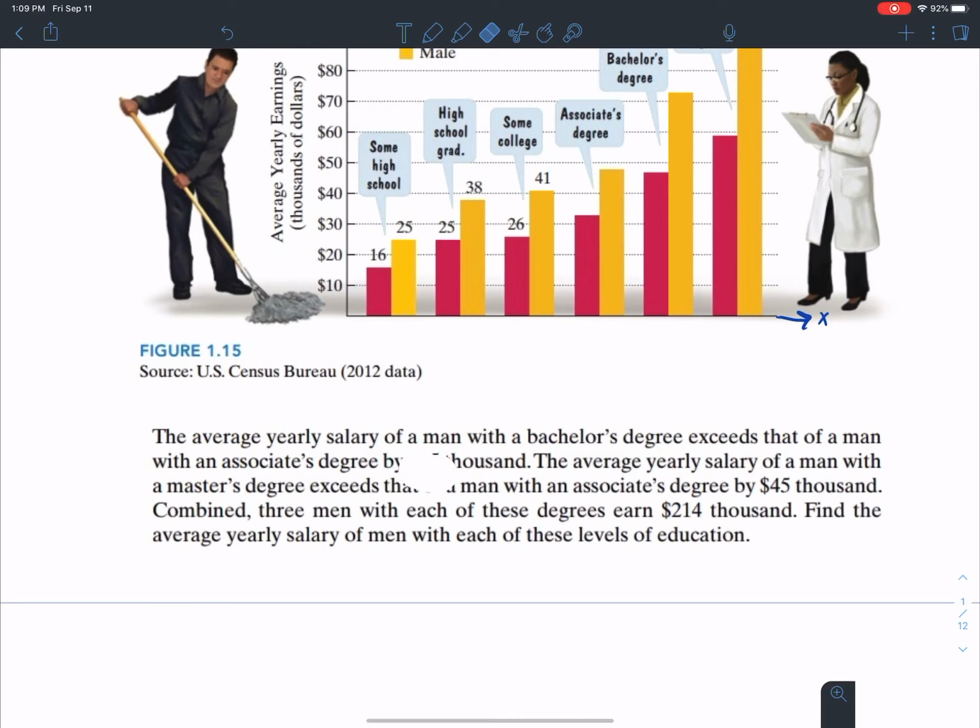So the average yearly salary of a man with a bachelor's degree exceeds that of a man with an associate's degree by $25,000. So let's just start again. The average yearly salary of a man with a bachelor's degree exceeds that of a man with an associate's degree by $25,000. The average yearly salary of a man with a master's degree exceeds that of a man with an associate's degree by $45,000. Combined, 3 men with each of these degrees earn $214,000. Find the average yearly salary of men with each of these levels of education.